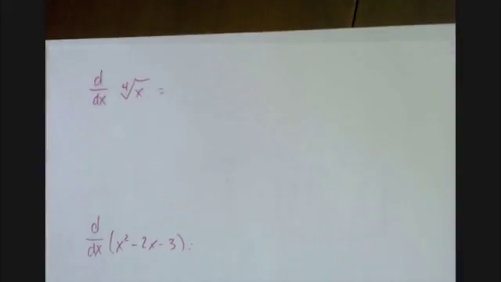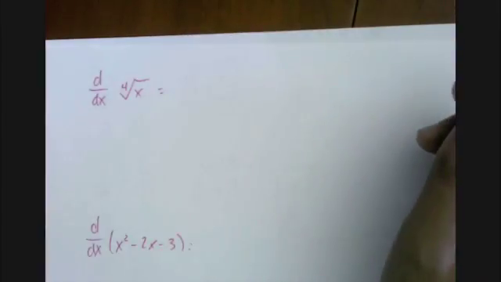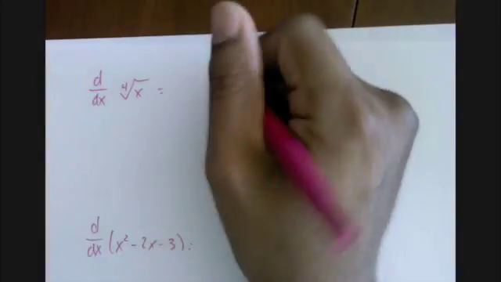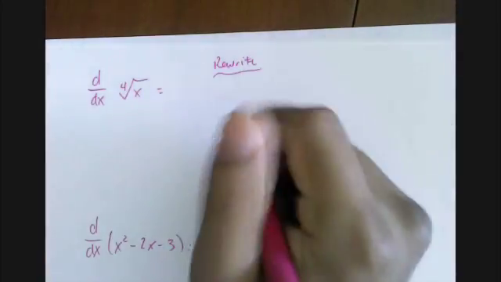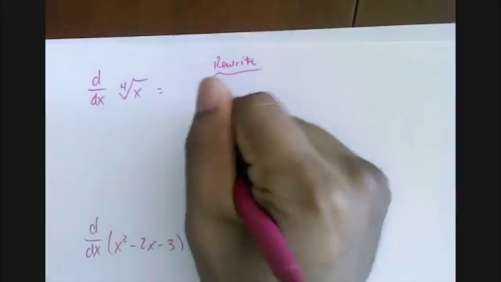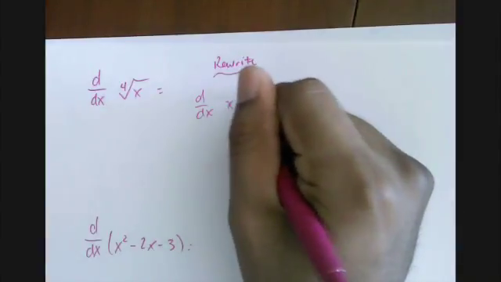So for the next one, d dx of 4 root x, the fourth root of x. Again, this is another power rule, but it's not really apparent as to why yet, so we will need to rewrite. And I'm going to rewrite this as d dx of x to the 1/4.